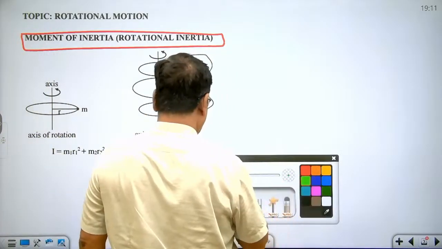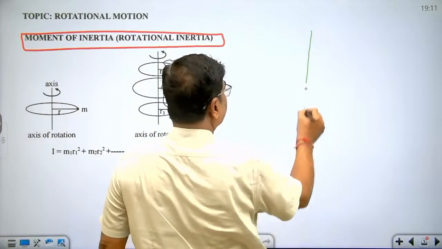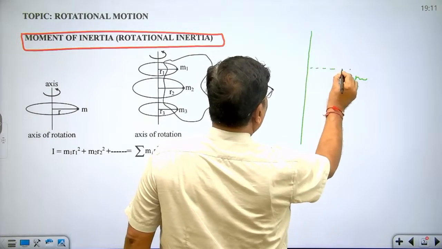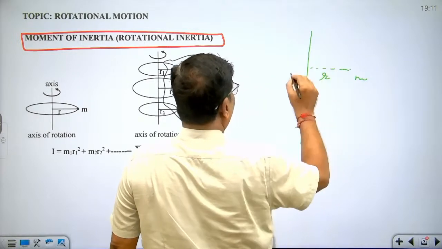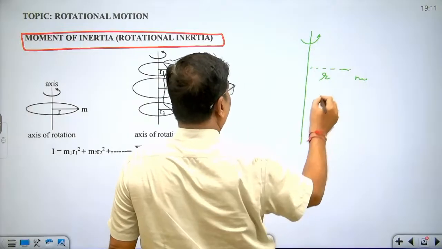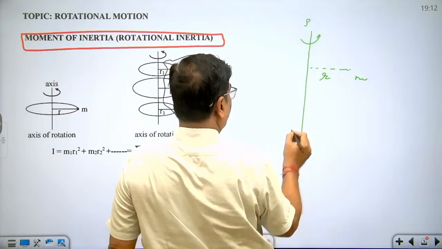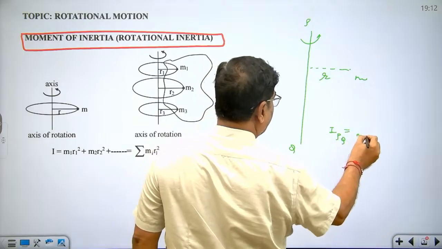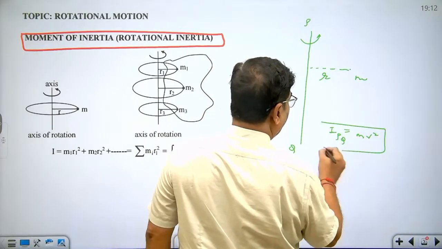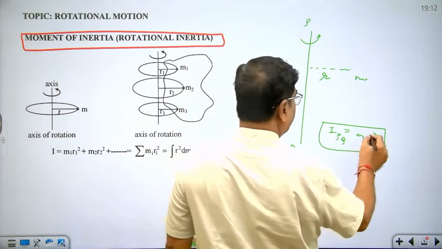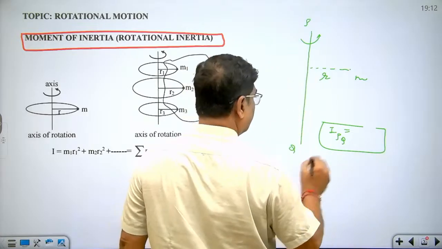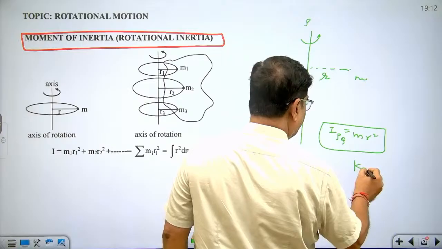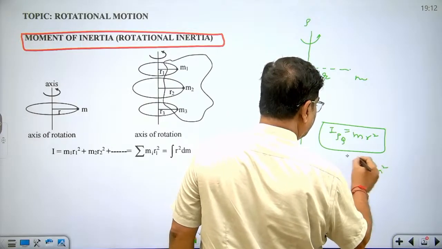The moment of inertia of a point mass whose distance from the rotational axis is r. This is the perpendicular distance, okay, about PQ. Then the moment of inertia of this point mass is written as m r square. Its unit is kilogram meter square.